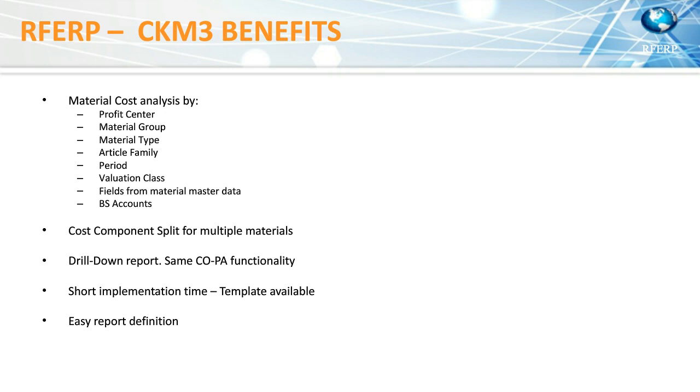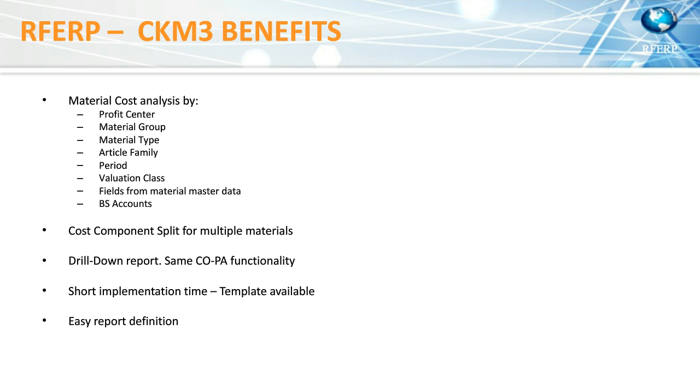By doing this, we can do reports by profit center, grouping profit centers of material master data. We can do reports by material group, by article family, material type. Different periods, we can compare different end inventory periods in the same report. And we can also compare cost components, by beginning inventory, end inventory, consumption, and so on. The functionality itself is very similar, actually the same, as for COPA.